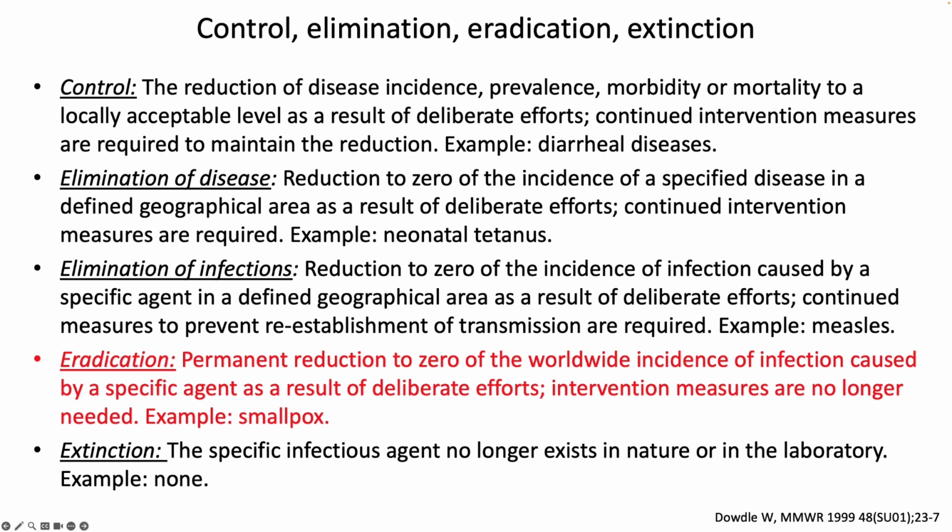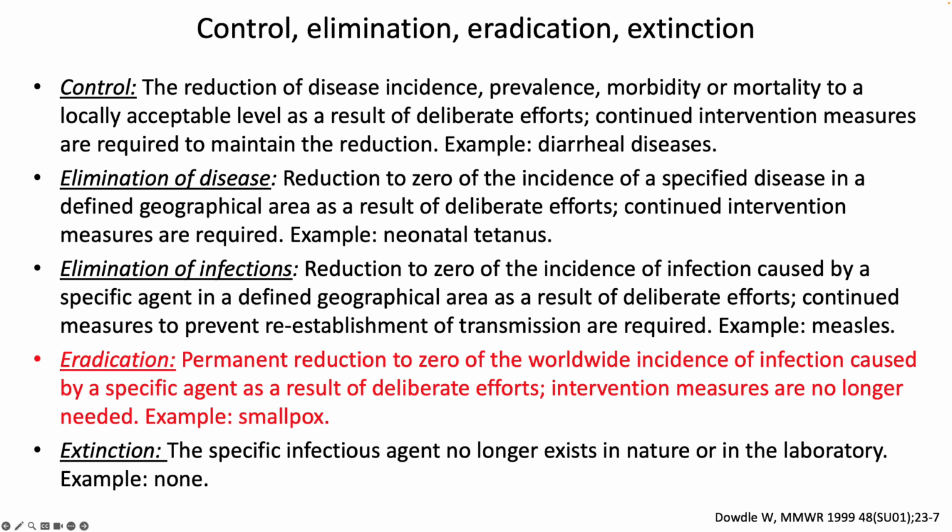The first is disease control, which aims to reduce the disease incidence, prevalence, morbidity, or mortality to a locally acceptable level as a result of deliberate public health efforts. It requires continued intervention measures to maintain the reduction. An example here are the public health efforts that are used to control diarrheal disease that include things like increasing access to clean water, hand washing and hygiene promotion, and vaccination against infections that cause diarrheal disease like rotavirus.